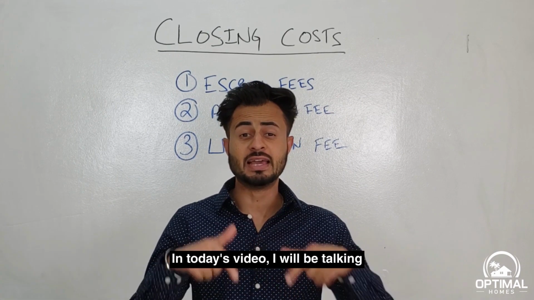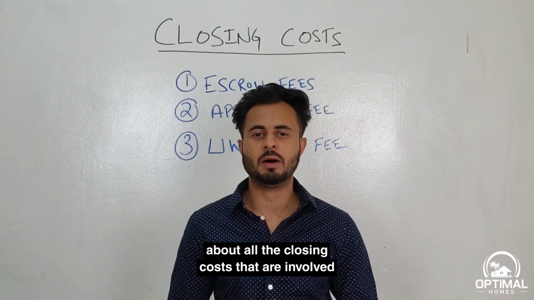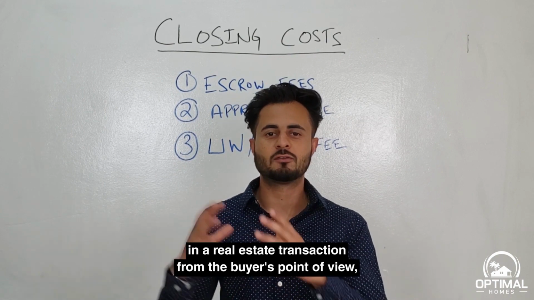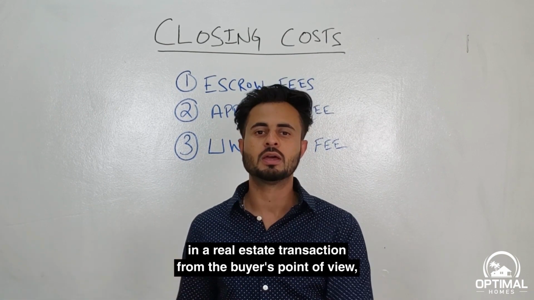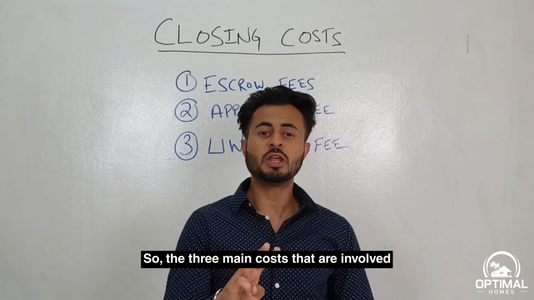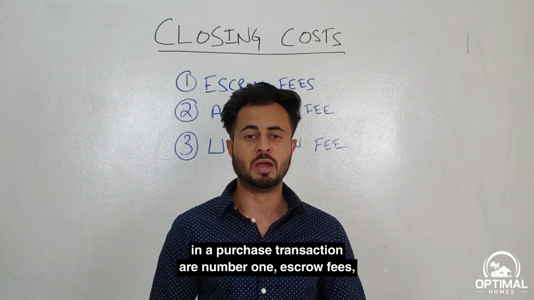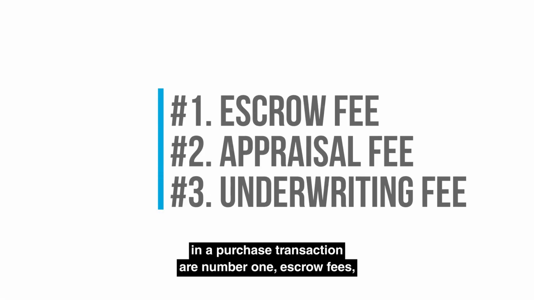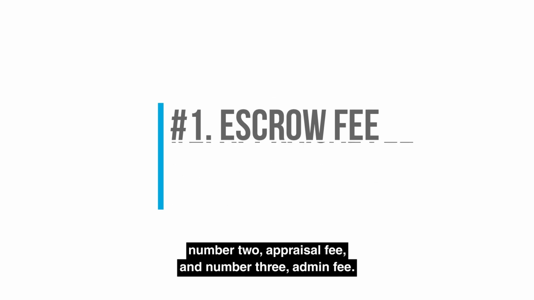Hello everyone, in today's video, I will be talking about all the closing costs that are involved in a real estate transaction from the buyer's point of view. No fluff, no BS, real numbers down to the T. So the three main costs that are involved in a purchase transaction are: number one, escrow fees; number two, appraisal fee; and number three, admin fee.